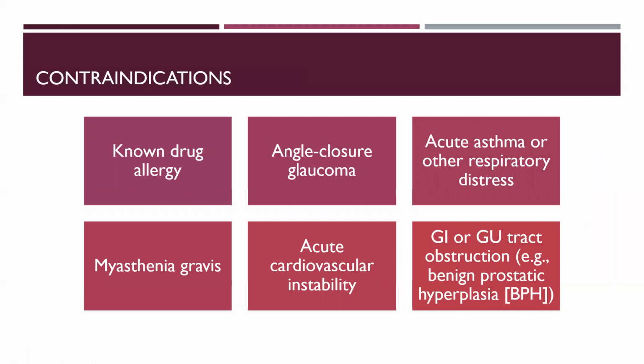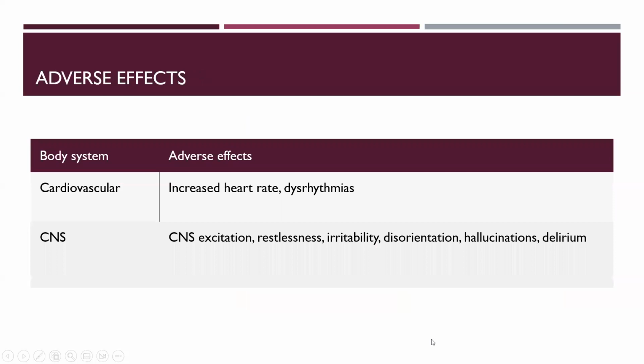No, exactly. Things like acute asthma, respiratory distress, known allergies, myasthenia gravis, it kind of makes sense because our cholinergic drugs were all the drugs we use for myasthenia gravis. So if they're doing the opposite, we wouldn't want to give it to them. Acute cardiovascular instability, GI or GU tract obstruction, and we would not give it for benign prostatic hyperplasia.